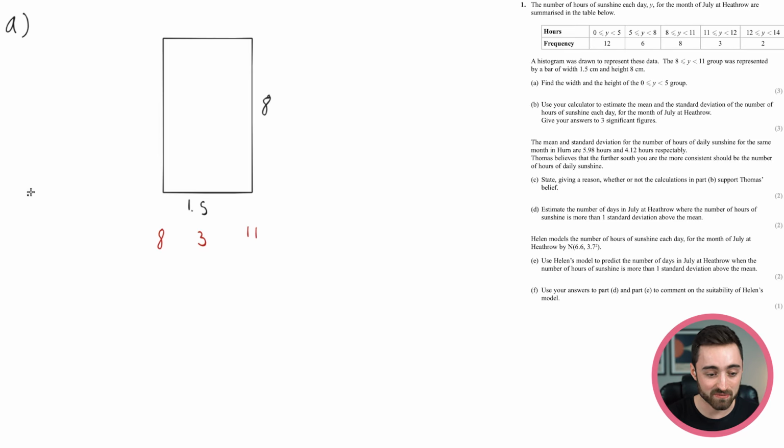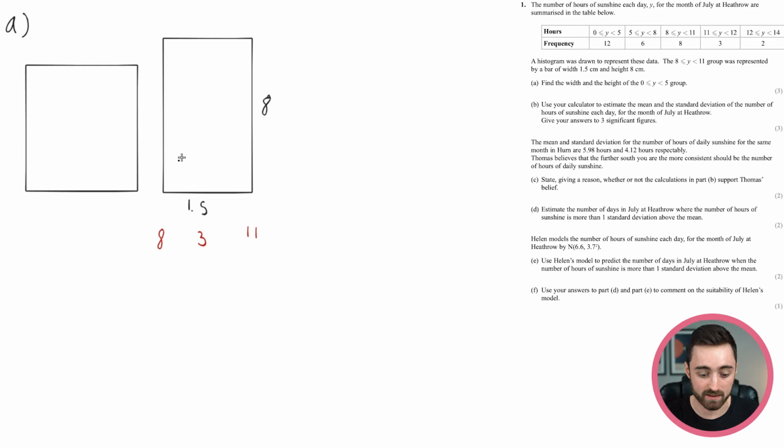If my class width is 5, for example, 0 to 5, right? Well then, the width of it is going to be half of that, so 2.5. So I'm going to get 2.5 here. Okay, fantastic. So I know what the width of this thing is. It's going to be 2.5 centimetres.